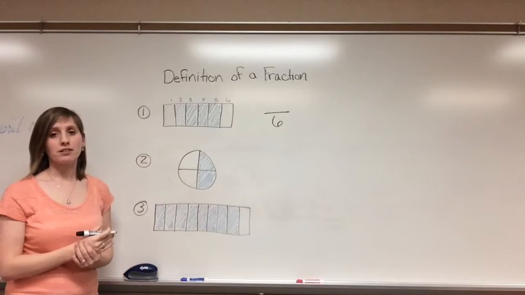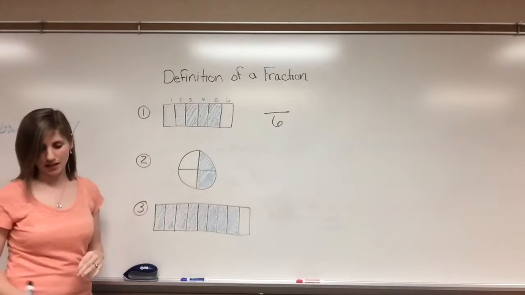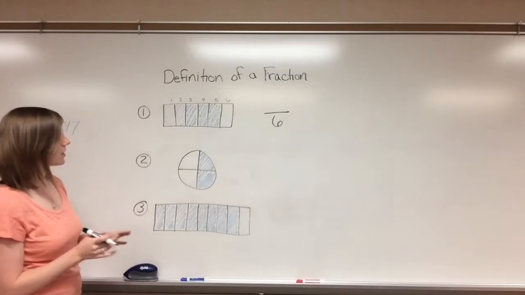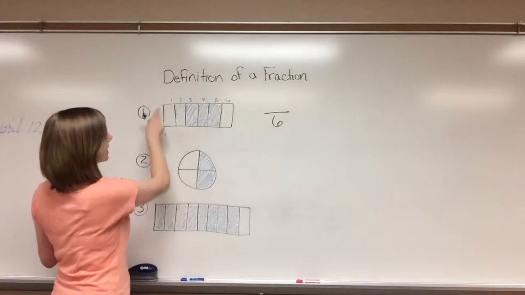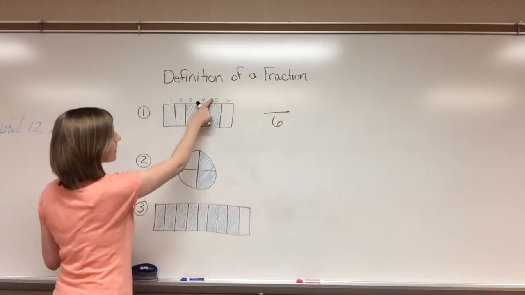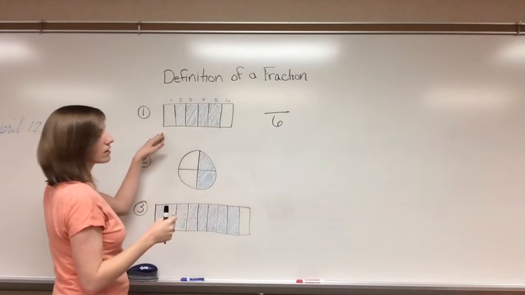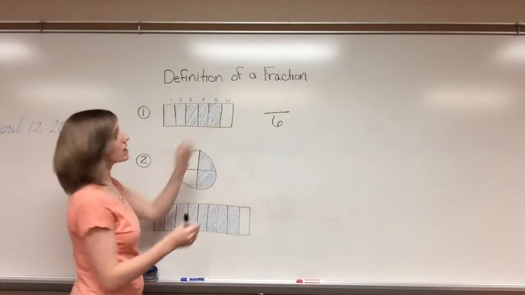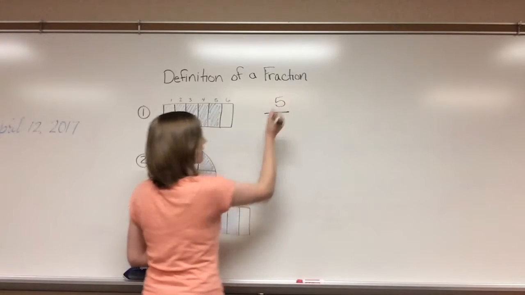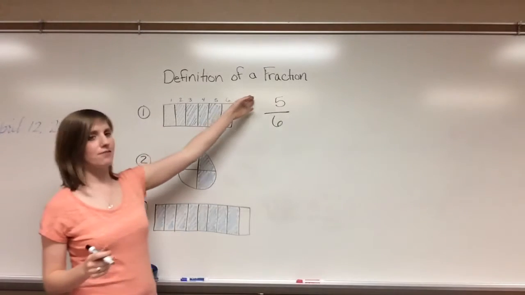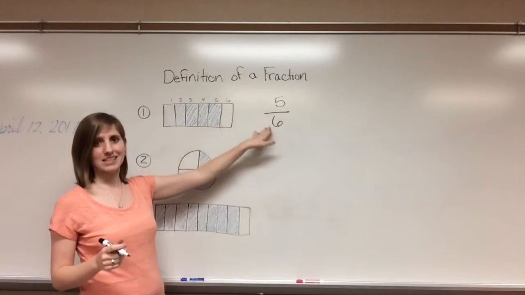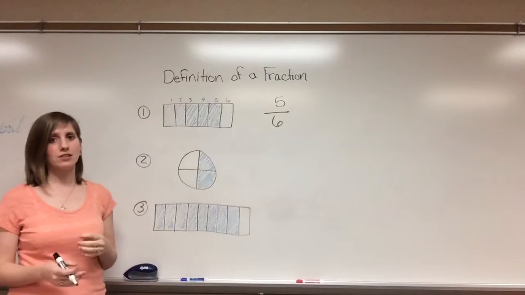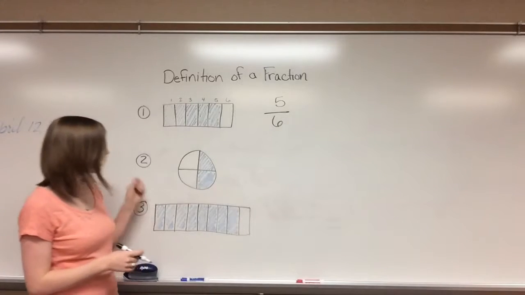After that, I need to know the part. The part is the portion that's shaded in. The directions ask us to figure out the fraction of the shaded area. So if I look at my shaded area, I've got my numbers up here already. There's 1, 2, 3, 4, 5 pieces that are shaded. So 5 out of the 6 pieces are shaded. So that means the part is 5. So my fraction for number 1 is 5 out of 6, so 5/6. That would be our fraction for problem number 1. Again, 5 out of the total 6 pieces. Let's look at number 2.